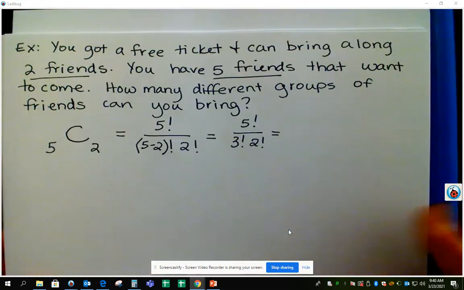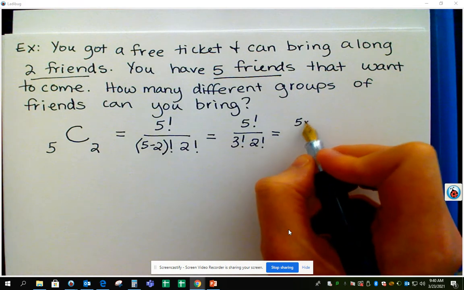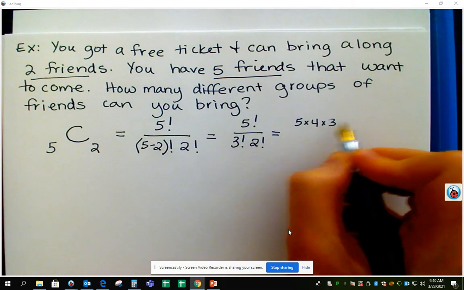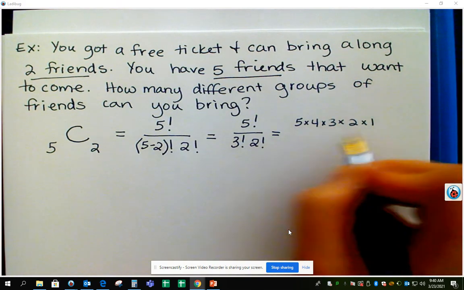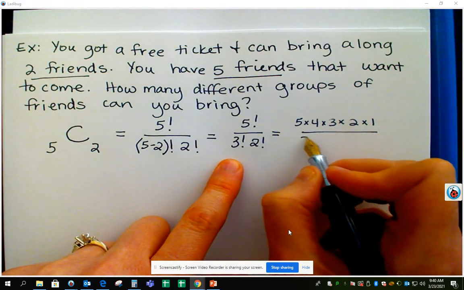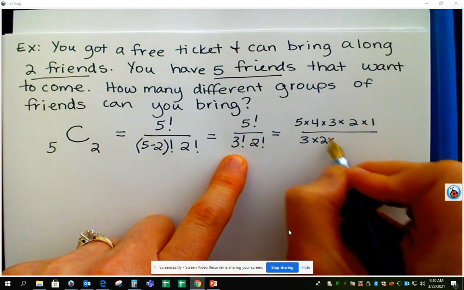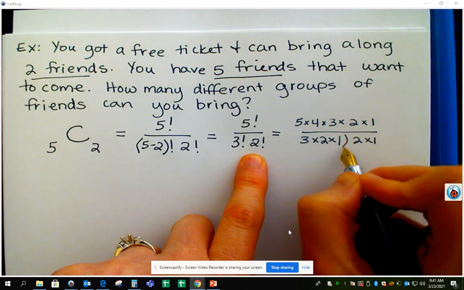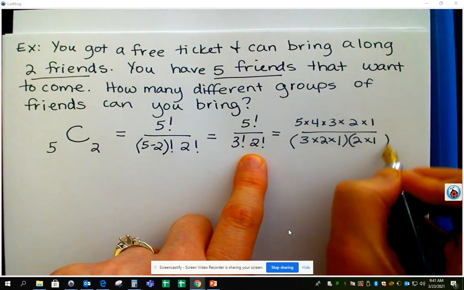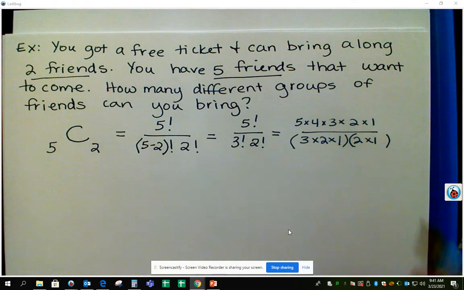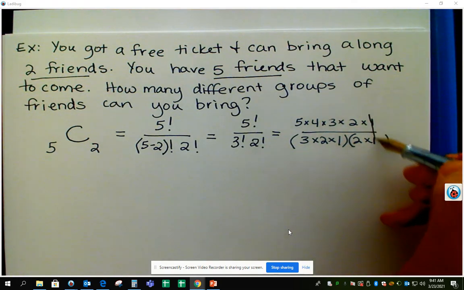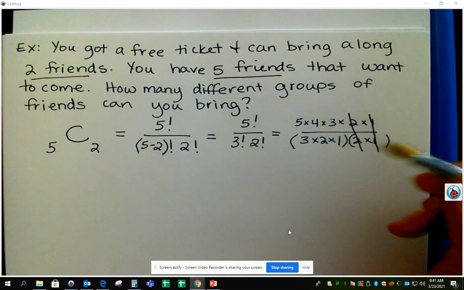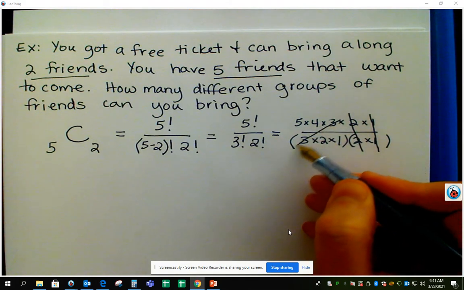Okay, let's write it out. 5 times 4 times 3 times 2 times 1, over 3 times 2 times 1, times 2 times 1. So this is the 3 factorial, and this is the 2 factorial. Let's see what we can cancel. We can cancel 1 and 1. We can cancel 2 and 2. And we can cancel those 3s right there.